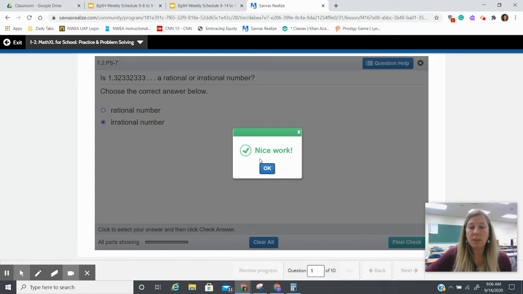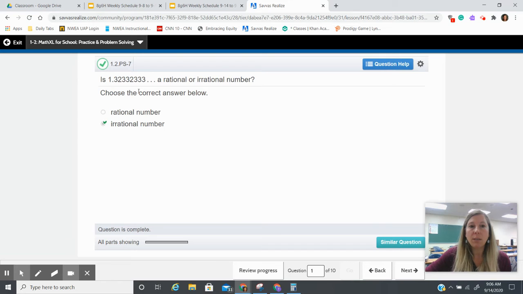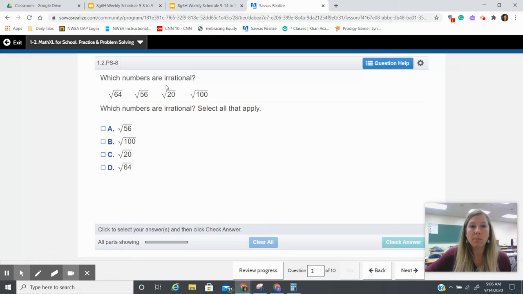Click that. Good job. And then you can go to next. Okay, which numbers are irrational? So what you're looking for here with these square roots, if it's a perfect square and it's something like 10 times 10, then it's not going to be irrational. So we're not going to pick that one.